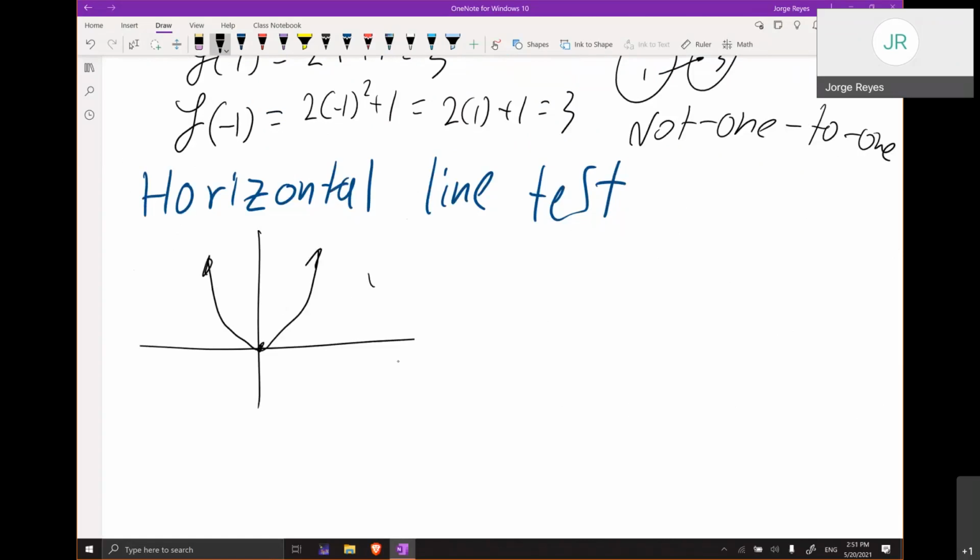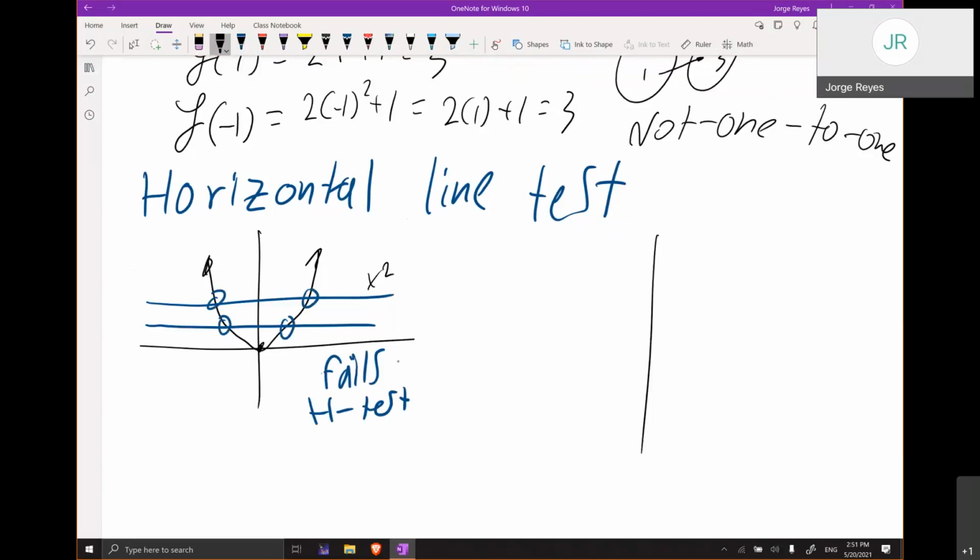Okay, so here I have x squared, and what you do for the horizontal line test is you draw horizontal lines. Okay, and we see here that the function crosses the horizontal line more than once, right? So this fails the horizontal line test.